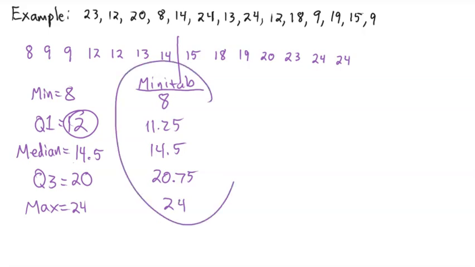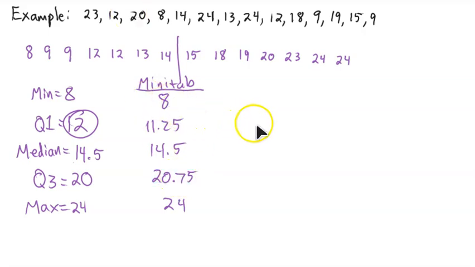And so you can see sometimes Minitab can come up with a different quartile 1 and a different quartile 3, okay? You have to know how to do the 5-number summary by hand and also by using Minitab, okay?